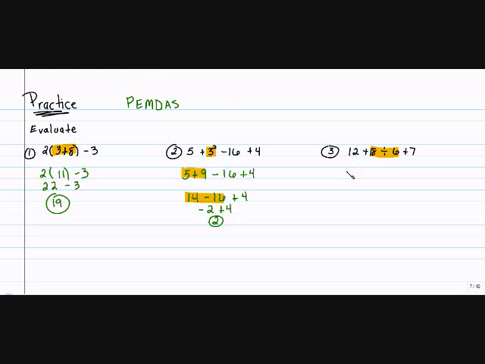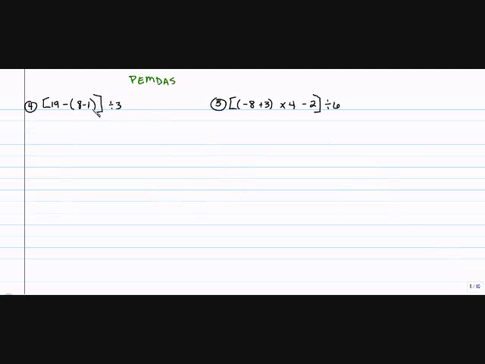Okay, so I'm going to rewrite what's not highlighted. 18 divided by 6 is 3. Now I'm going to solve my addition, and, well, I only have addition. Moving left to right, so I'm going to solve 12 plus 3 first. 12 plus 3 is 15. Still have my positive 7. And 15 plus 7 is 22.